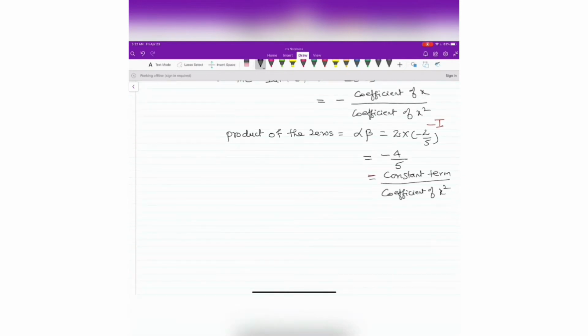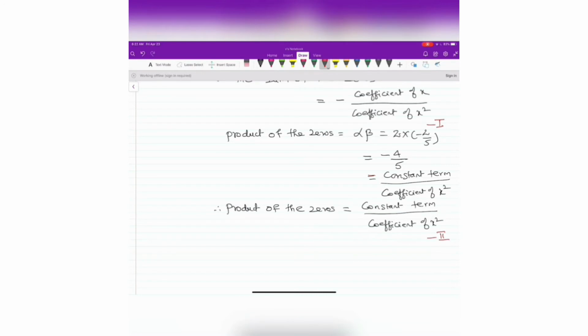Okay. So let me write over here. Therefore, product of the zeros is equal to constant term by coefficient of x square. So let me name the result what we have verified here as 2.